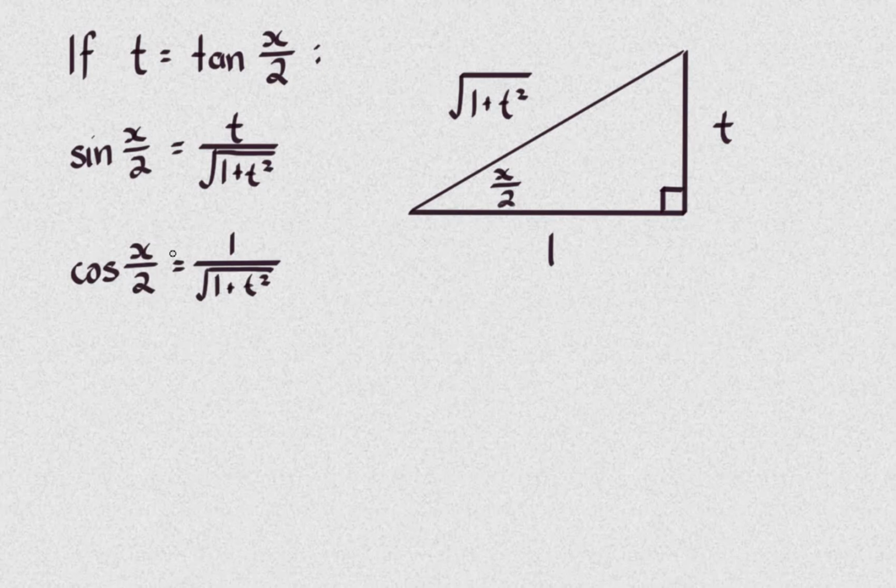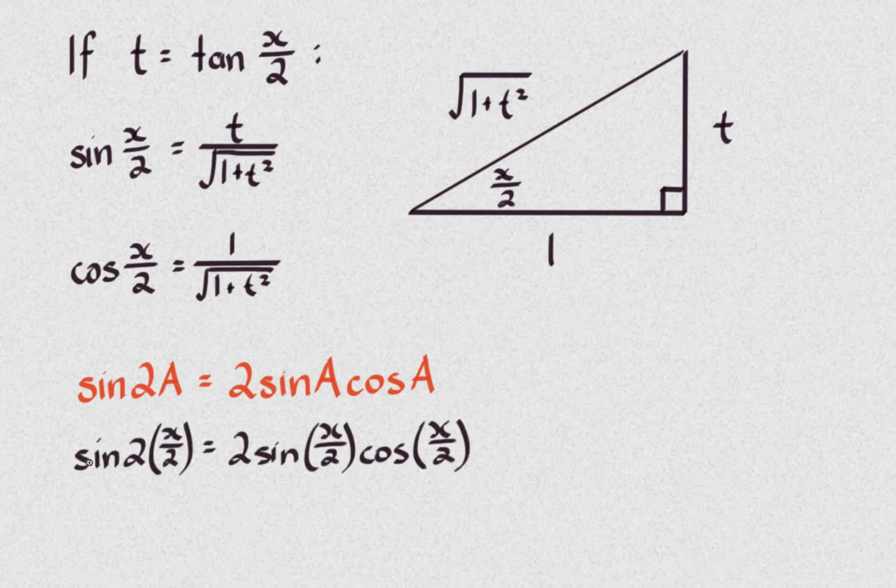What we can do is apply our double angle rules. So let's start with the double angle rule for sine. Sine of 2a is equal to 2 sine a cos a. So let's replace a with this angle x on 2. We get sine of 2 lots of x on 2 on the left, and so that just simplifies to sine of x. And then what about the right hand side? Well, we have expressions for these two, so let's substitute those in.